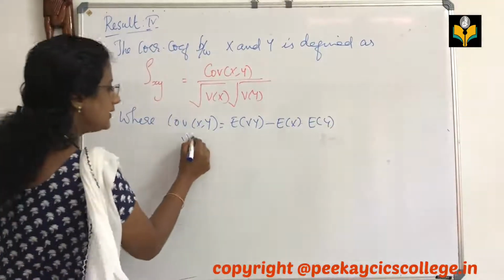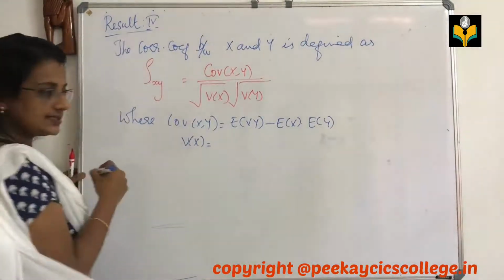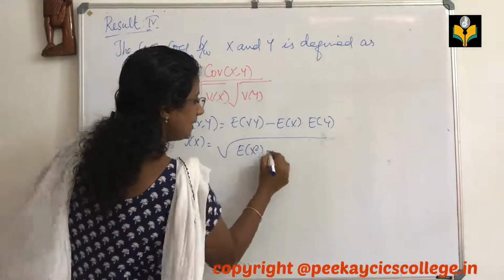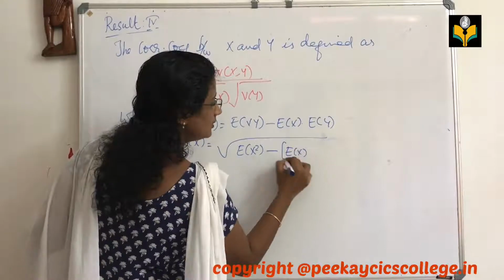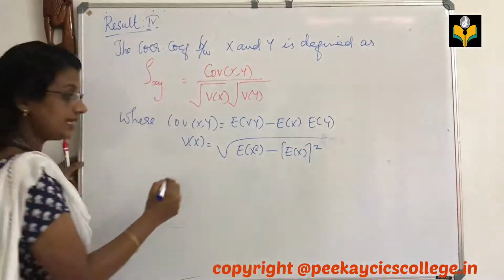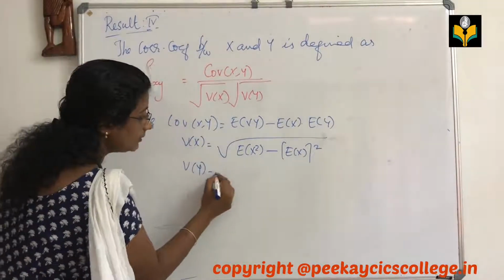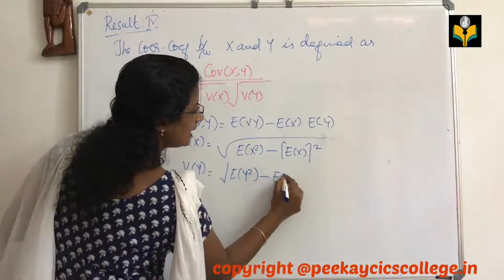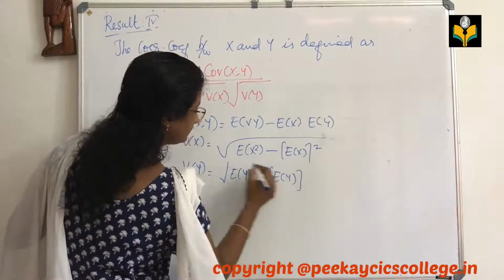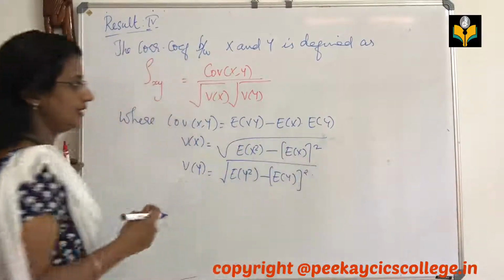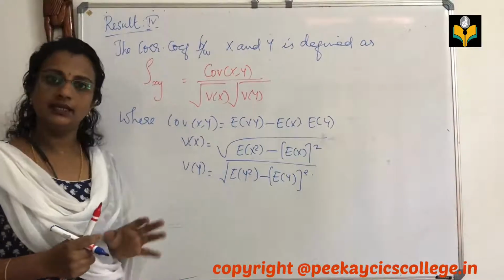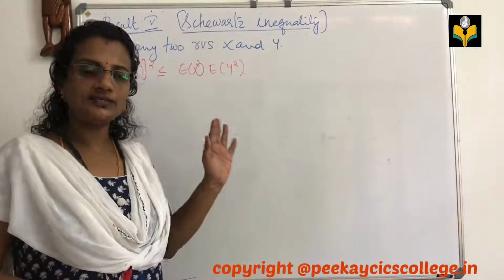Right, then what is variance of x? Variance of x equal to E of x square minus E of x the whole square. Then what about variance of y? Variance of y equal to E of y square minus E of y the whole square. This is the formula for correlation in the case of expectation. Clear?